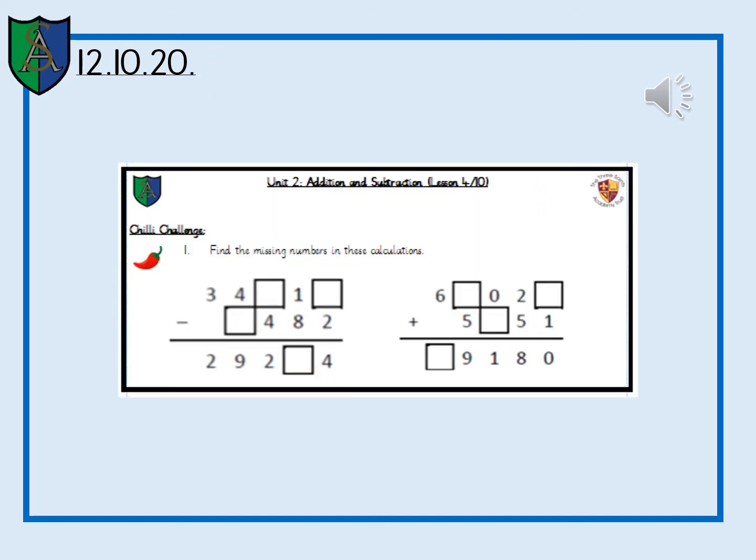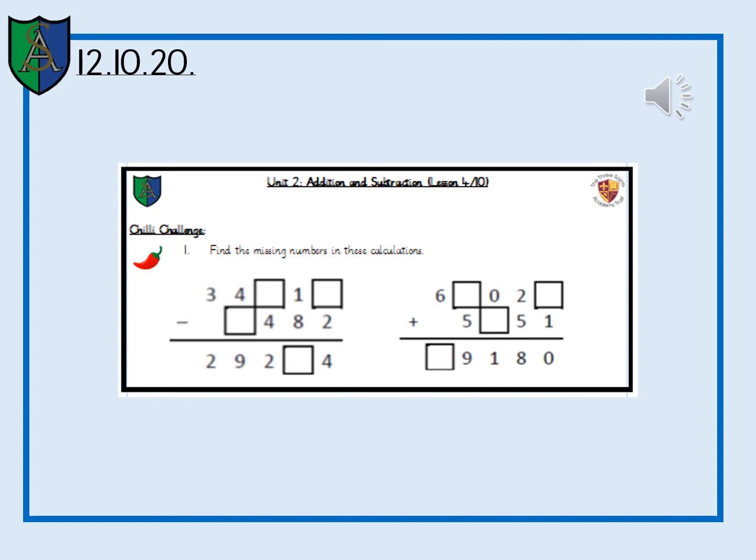Now for the Chilli challenge today, something a little bit different, a little bit of problem solving. So again, we have got addition and a subtraction calculation, but this time they are written in the method of column addition and column subtraction. If you have a look though, we are missing certain numbers.